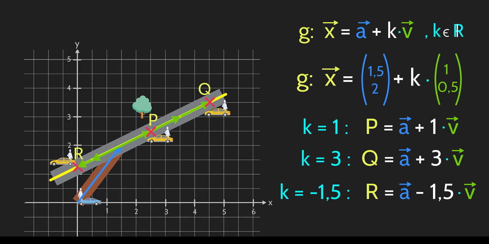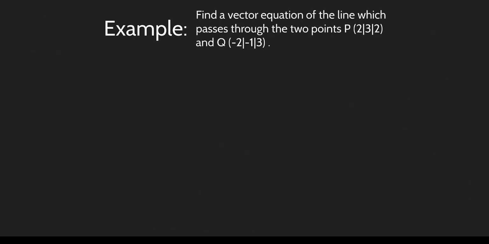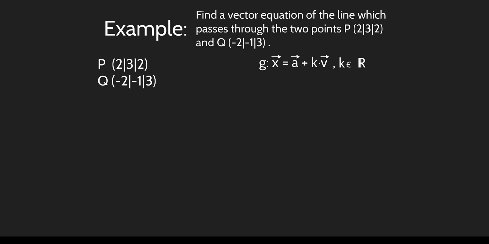In exams there are often the following tasks: determine the equation of the straight line that runs through points P and Q. In order to work on this task, it makes sense to first write down what is given and what is sought. The coordinates of the points P and Q are given, and the straight line equation that runs through these points is to be determined. Now let's make a little sketch. Here is our point P and Q is about here.